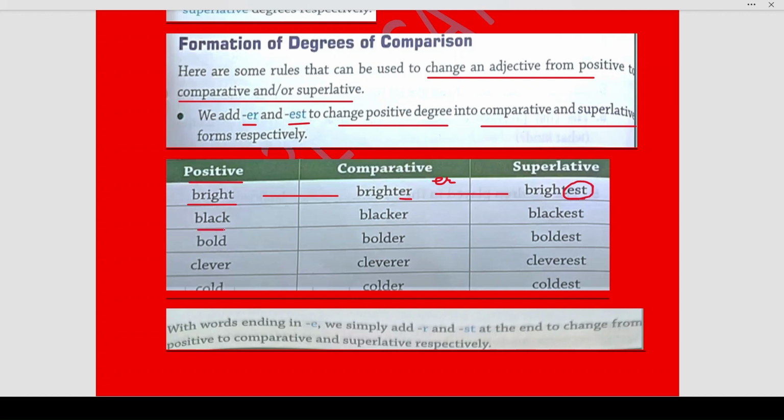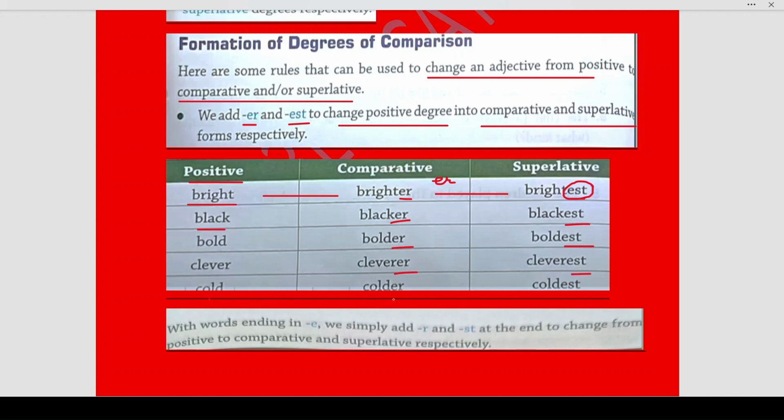Similarly, black, blacker, blackest. Comparative and superlative degrees are formed by adding er and est. Bold, bolder, boldest. Clever, cleverer, cleverest.